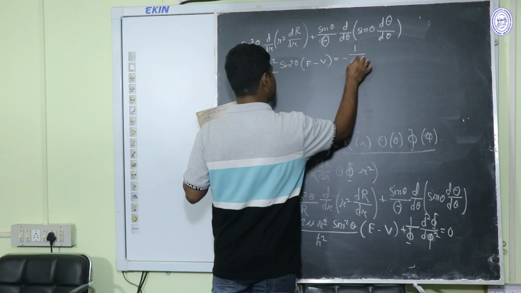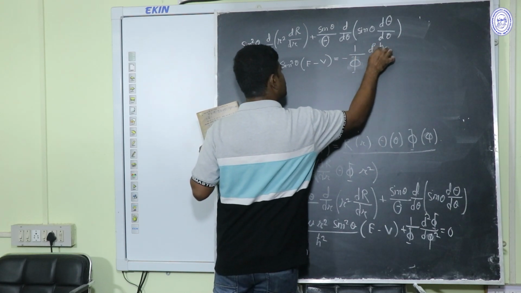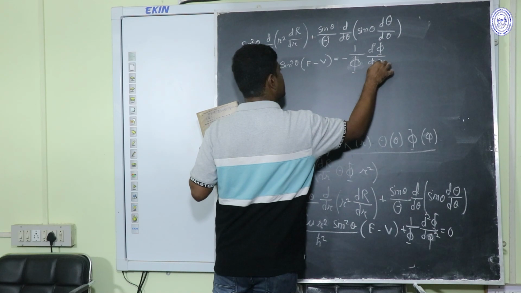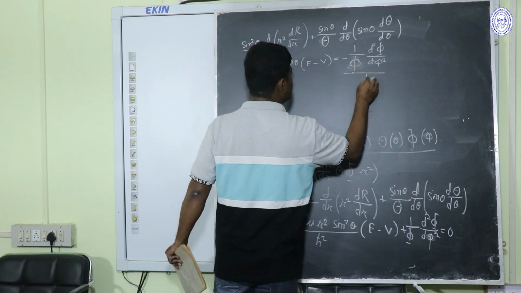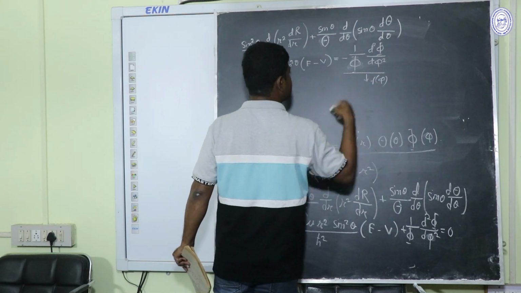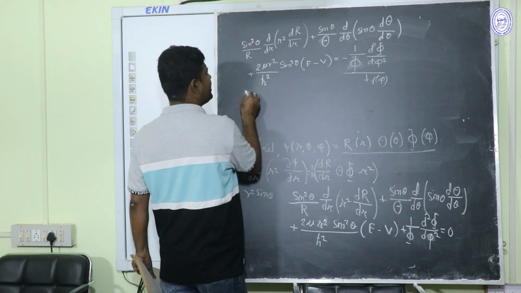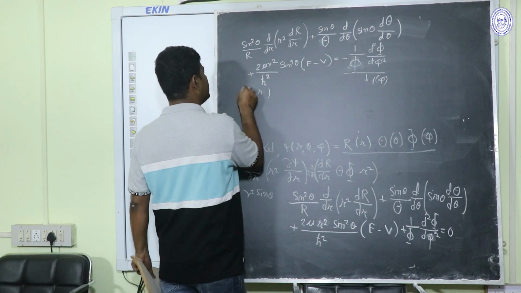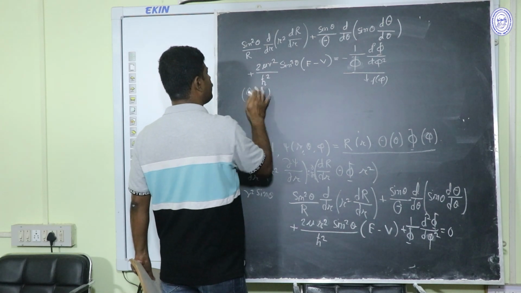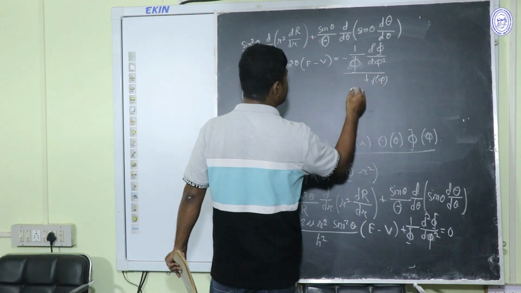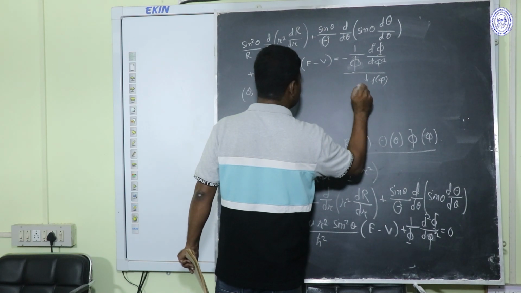So the right hand side is a function of only phi, and this part is a function of theta and r. So the left hand side of the above equation is a function of theta and r, and is independent of phi, and the right hand side is a function of phi only, independent of theta and r.